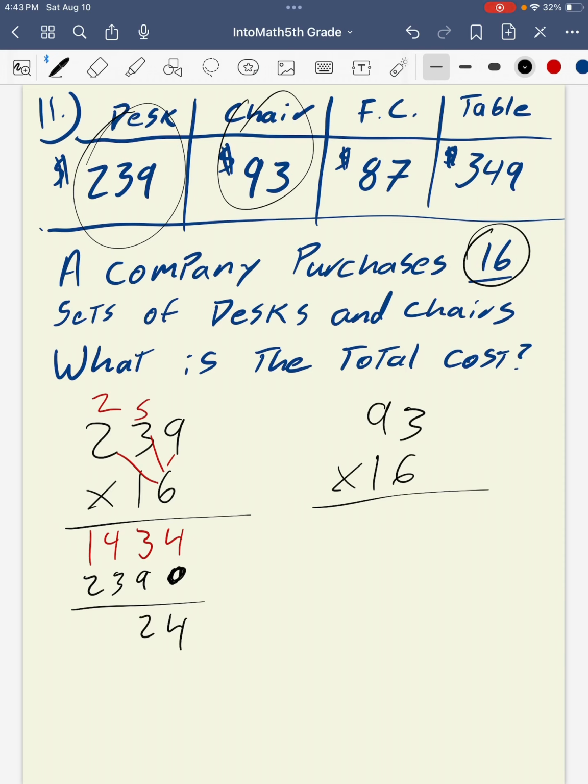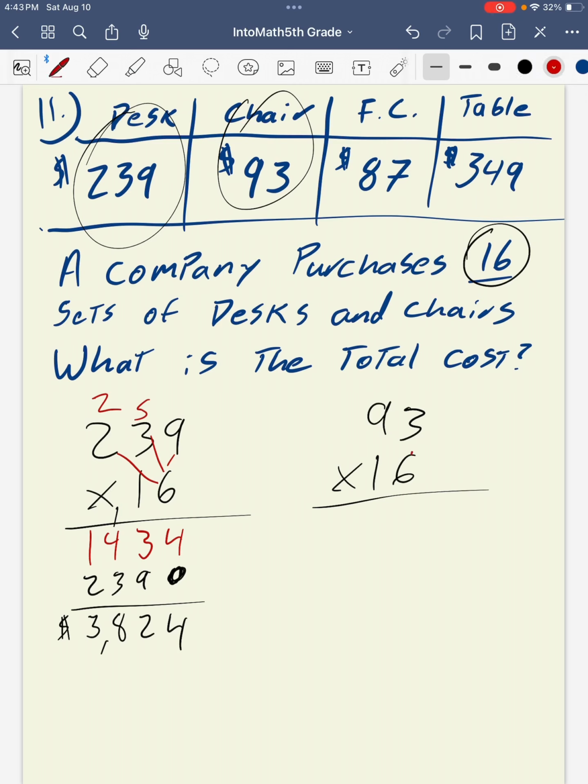Add it all up. 4 plus 0 is 4. 3 plus 9 is 12. 1 plus 4 is 5 plus an additional 3 is 8. 1 plus 2 makes it 3. So it's $3,824 for all of the desks.